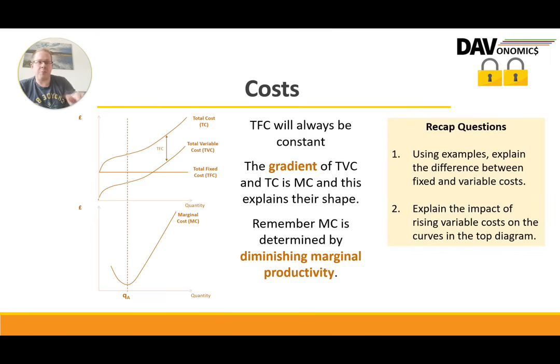Now fixed costs will just be constant by definition. As output increases, they're going to stay the same. And that is the gap really between total cost and total variable cost. That gradient relationship between the marginal and the total is quite a key one. So the gradient of the total is the marginal.